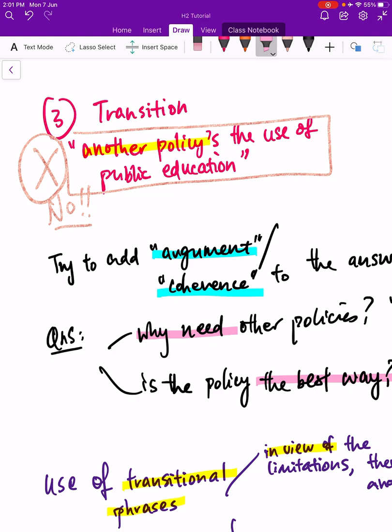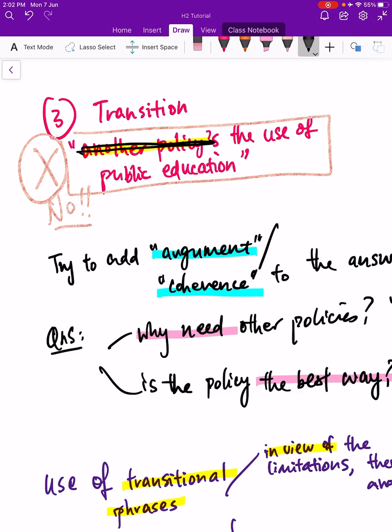So not many of you actually talk about another policy, which I didn't ask you to, and that is okay. I just want to highlight that I don't want students to use the words "another policy" for public education. I want you to erase this whole notion of "another policy". No, you shouldn't be using that.